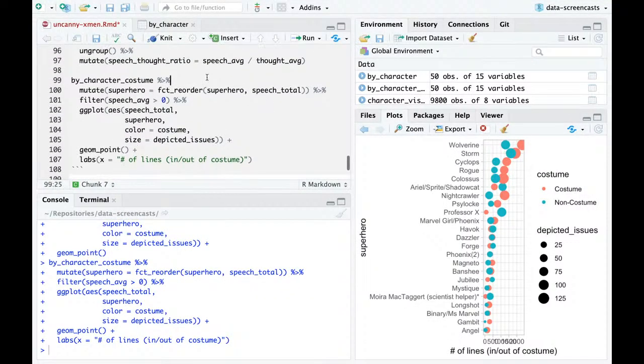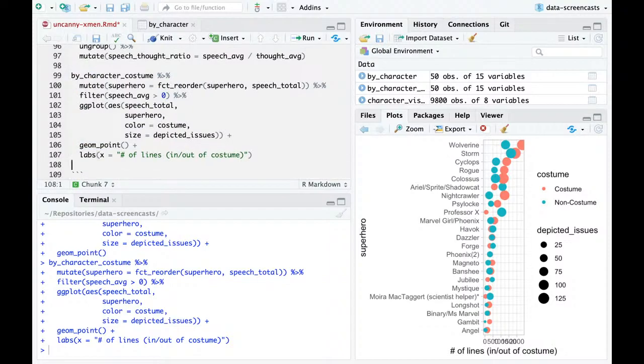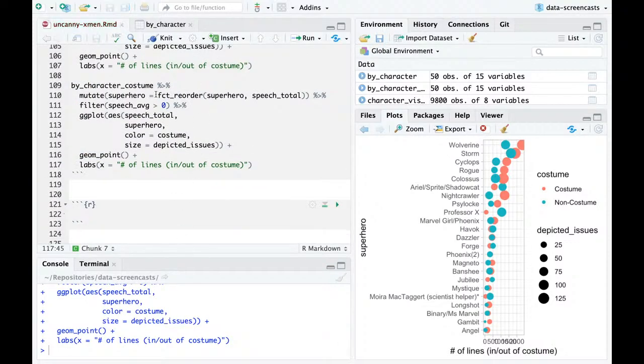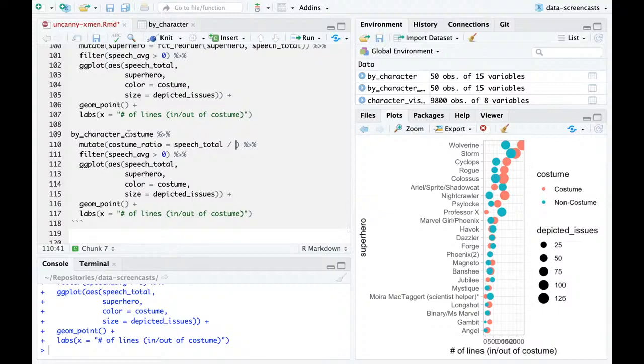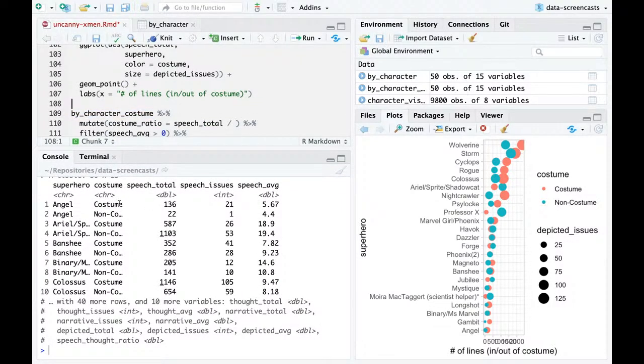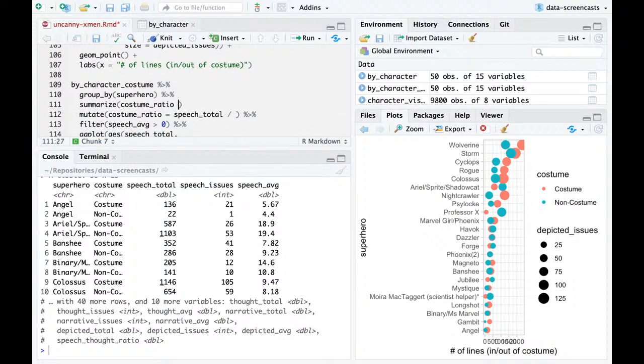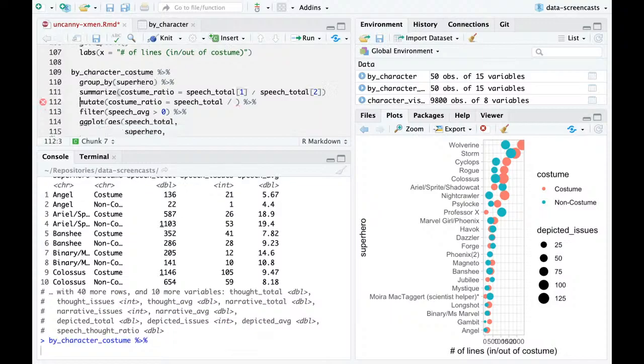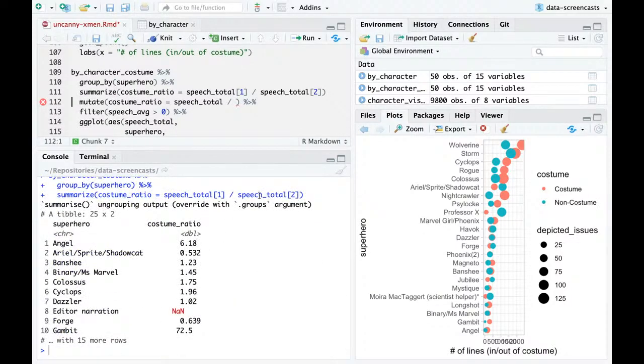So then we can actually instead compute the ratio. I'm going to keep this graph, but I'm going to ask this another way. I think this is a great question about costume or not costume, and I'm going to compute it as costume ratio, which is speech total divided. I like to summarize this one more time. It's always sorted costume, non-costume, costume, non-costume, because group by sorts alphabetically. So I can group by superhero and summarize the costume ratio to be speech total 1 divided by speech total 2. That's like 136 over 22, which turns into 6.18. So now I have my costume ratio.